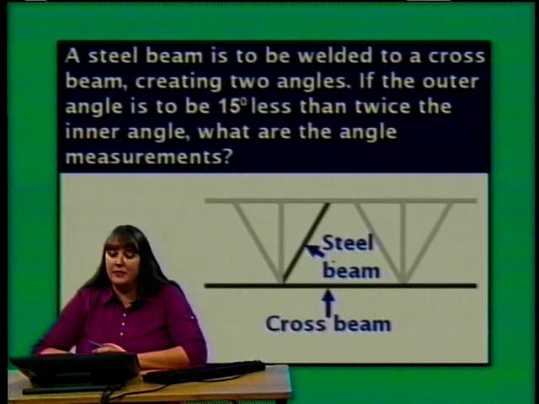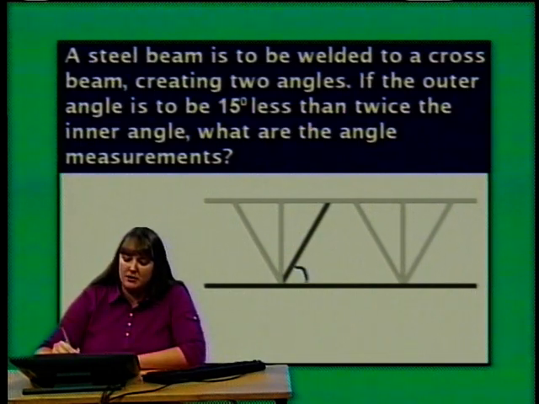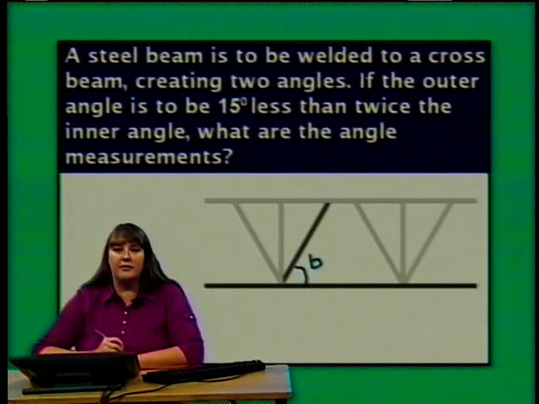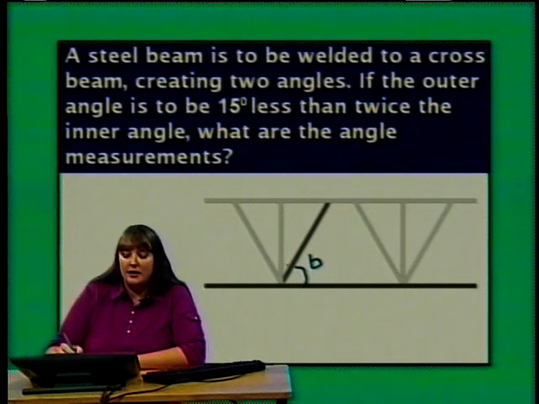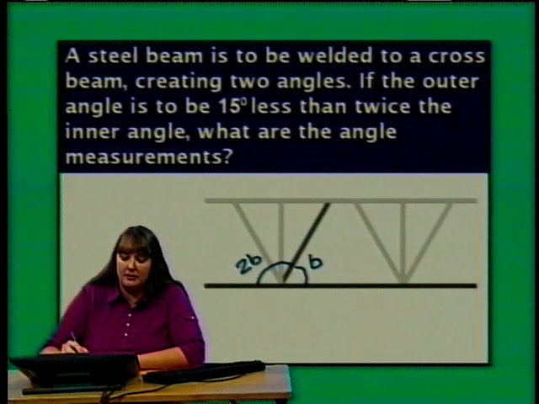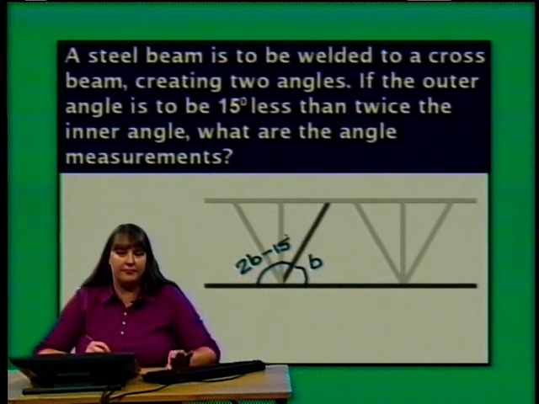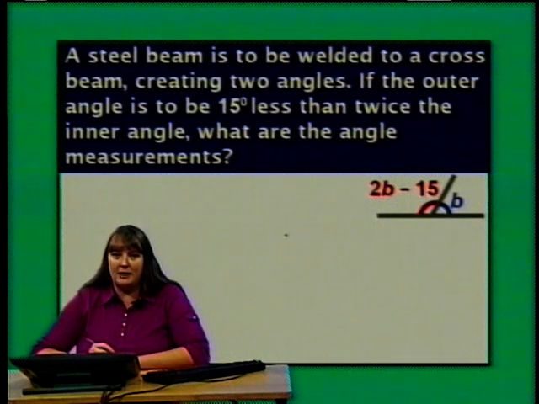We're told the outer angle is 15 degrees less than twice the inner angle. So if I label my inner angle with the variable b, then my outer angle is to be 15 degrees less than twice the inner angle. Well, twice the inner angle means 2 times b, so that's 2b. 15 degrees less means I need to subtract 15. So my outer angle would be 2b minus 15. So in my picture, I had b for my inner angle and 2b minus 15 for my outer angle.